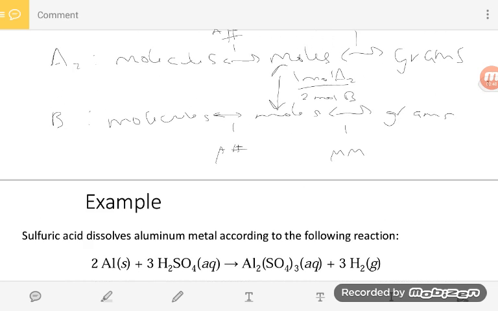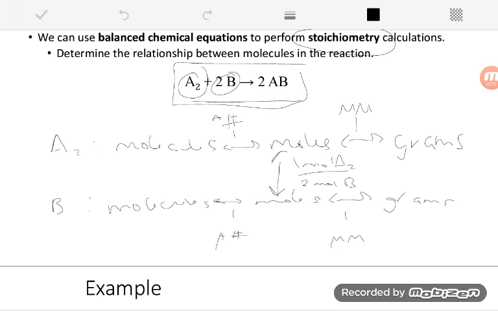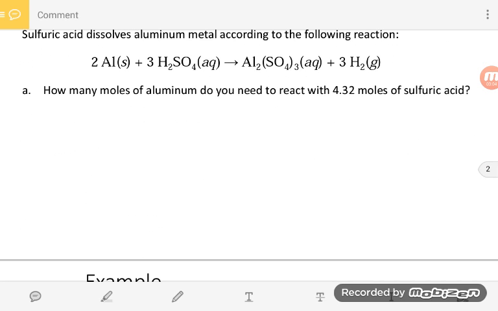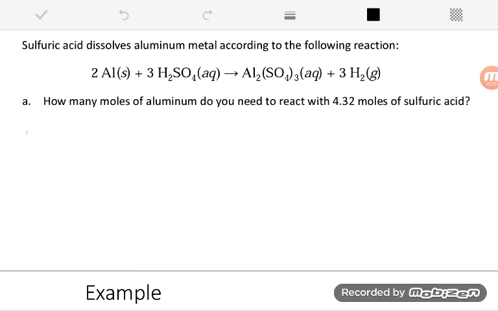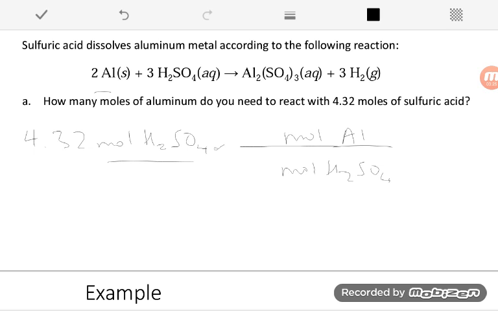So if I go back up to my map, I can say, okay, I'm going to start with moles of one thing. I want to end up with moles of another, so that's going to be a one-step problem, and I'm going to use that mole-to-mole relationship in order to do it. So let's try it. Obviously, I'm going to start with my 4.32 moles of sulfuric acid, which is H2SO4. The moles of H2SO4, of course, have to go on the bottom, as with any conversion. And I want to go to moles of aluminum. So I put that up there.